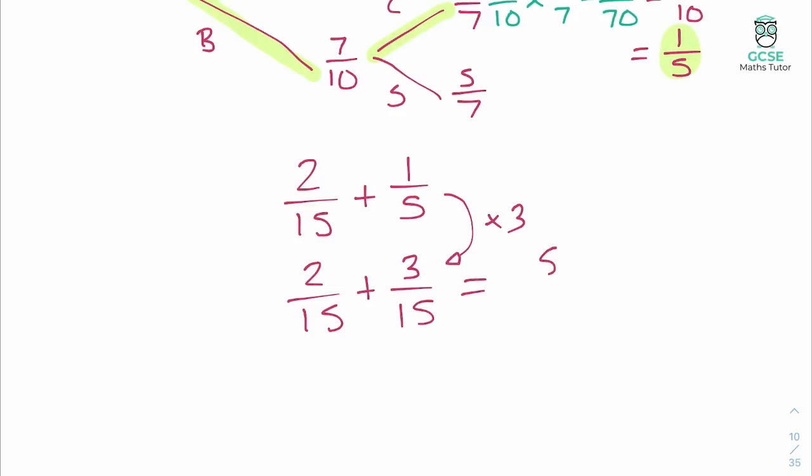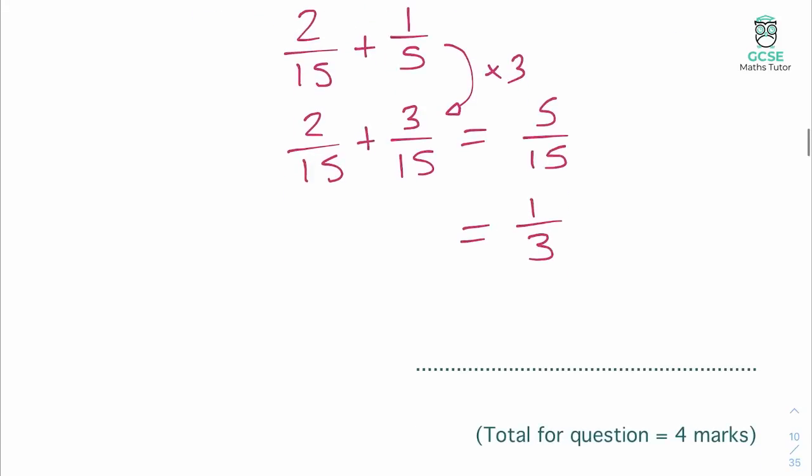Now we have 5 over 15. That's a very interesting one because actually that does simplify. So divide the top and bottom by 5 and you would get 1 over 3. So actually my final answer is 1/3. So 1/3 is my final answer.